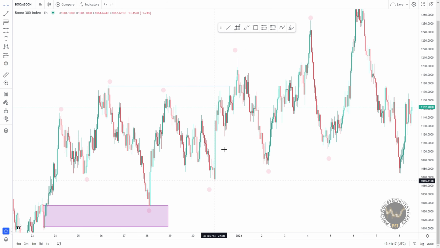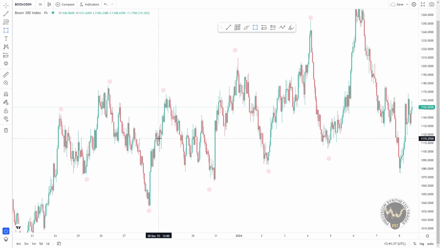Alright, let's quickly delete this. Let's see what happens. Let's just quickly recap. Price came to a point of interest and tapped our order block here. This was the liquidity that was taken. Let's just mark it out.